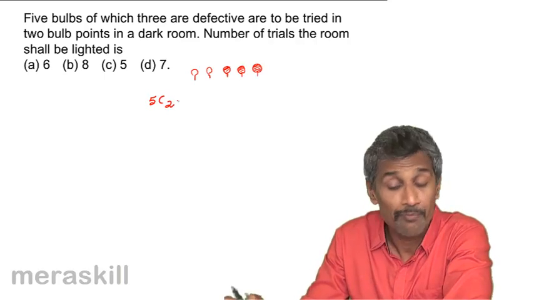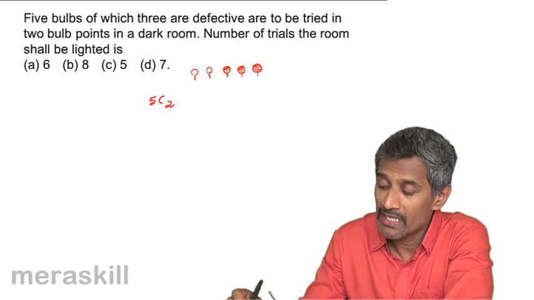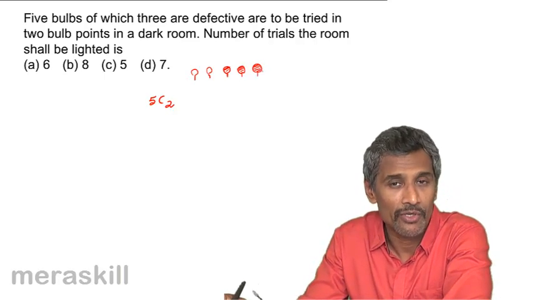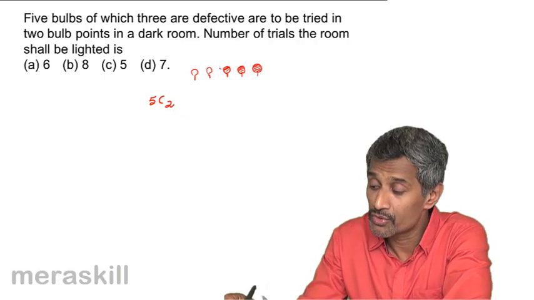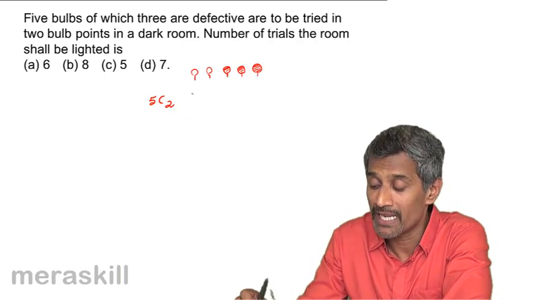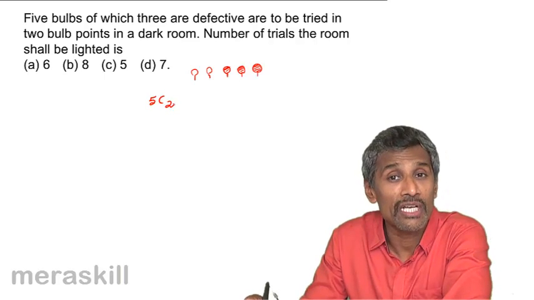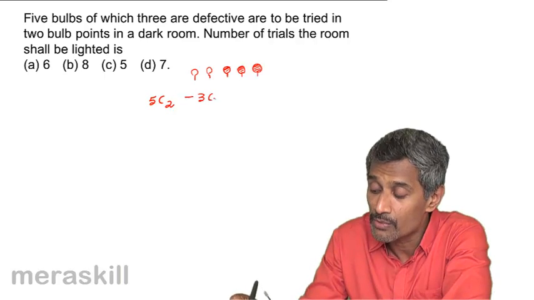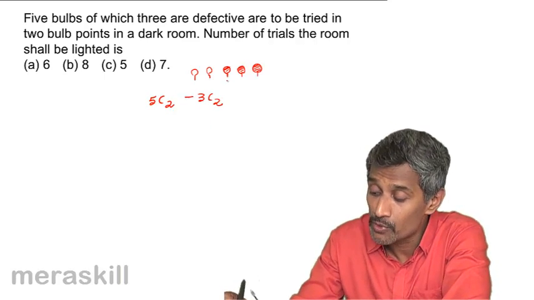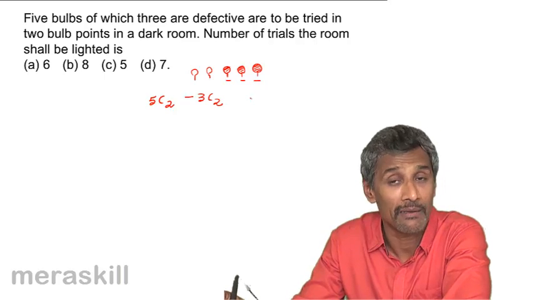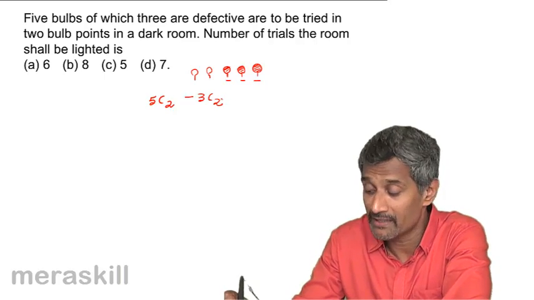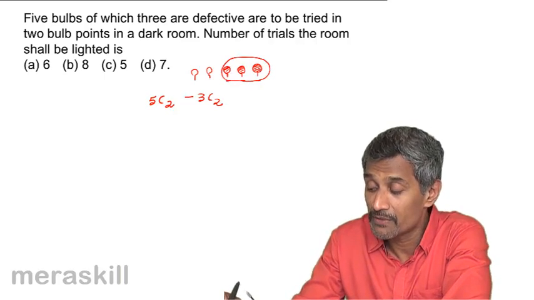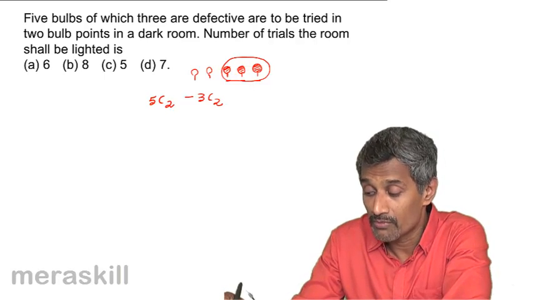So it's going to be 5C2. That means you are selecting any two out of these to light up the room. So it's asked what are the chances that the room shall be lighted. But in this, there are also chances that the room will not be lighted. So you have to subtract the possibilities when the room will not be lighted. Suppose it is going to be this or this bulb. Definitely the room will not be lighted. That is 2 out of the 3 defective ones. If you take these, the room definitely does not get lighted.